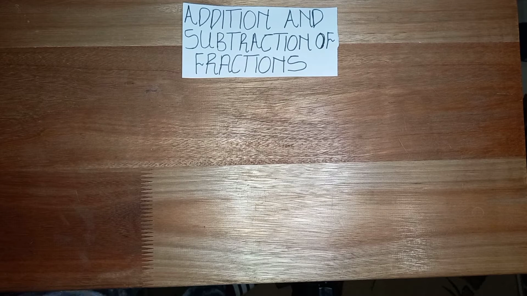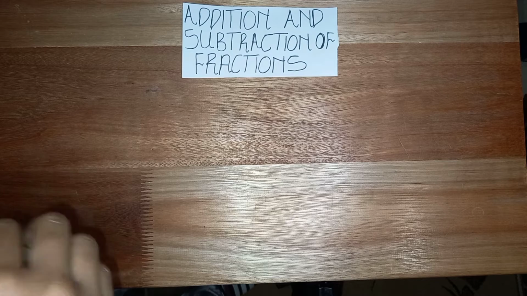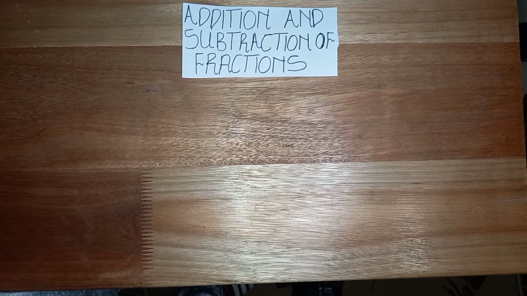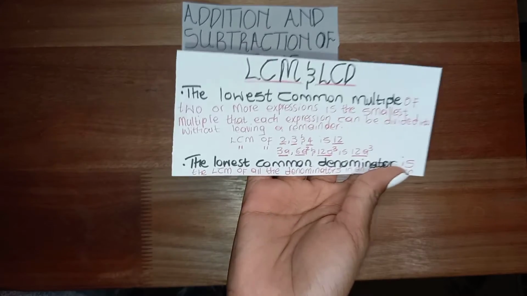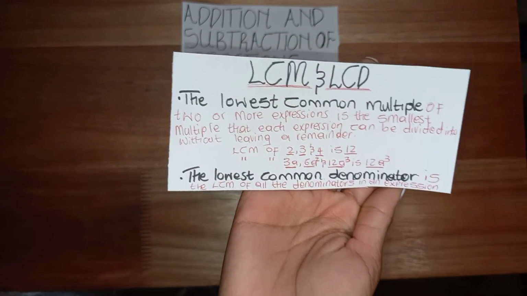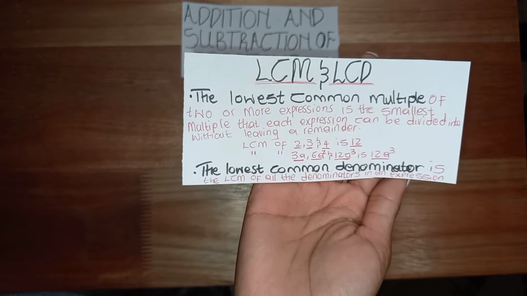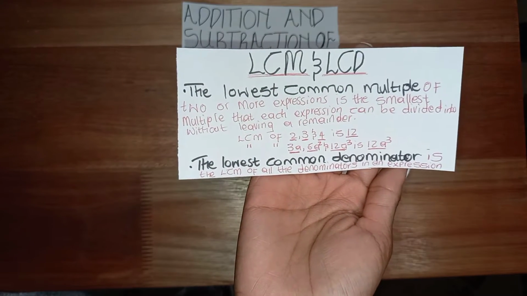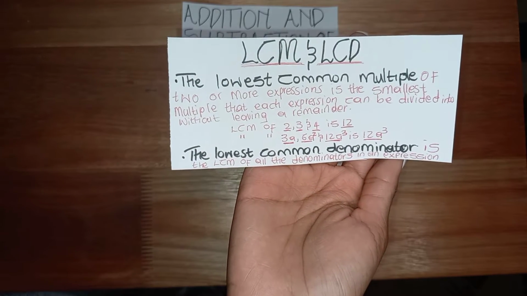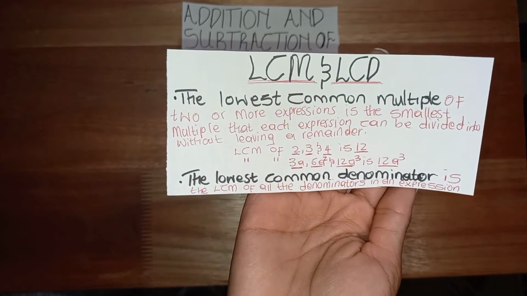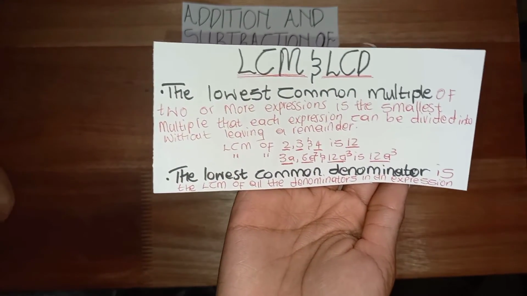So in the past videos you've seen that we've done rules of fractions. So in today's video we will be applying the rules of fractions to solve addition and subtraction of fractions. When adding and subtracting fractions, you need to understand LCM and LCD. LCM stands for the lowest common multiple and LCD stands for the lowest common denominator. They're basically the same thing. The difference is just that we use the term denominator when dealing with fractions. So let's read the explanation.